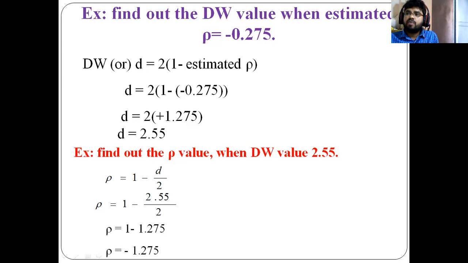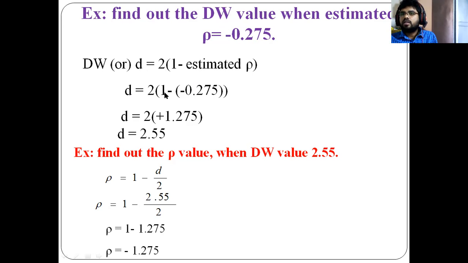If they give the rho value, we can find out the DW value. How can we find it? In order to get the d value, d is equal to 2 times (1 minus the estimator, that is rho cap). So already they have given the rho value, but we need to find the d value. So d is equal to 2, 1 minus estimated rho, which is minus 0.275. Here, if you multiply minus and minus, it becomes plus.